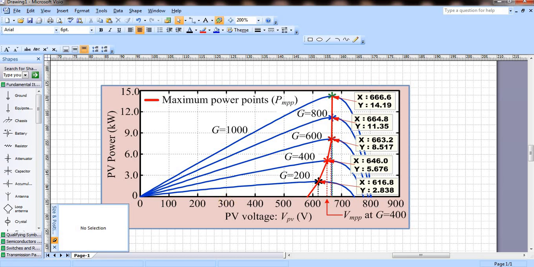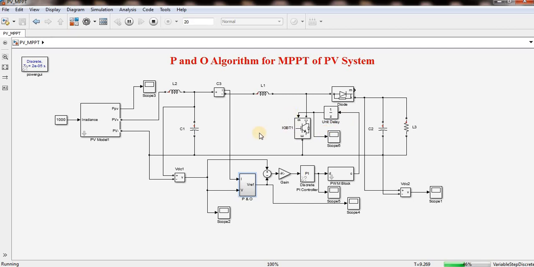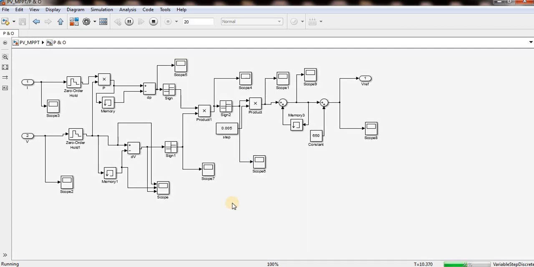Keep it in mind that dp by dv is the change in power versus the change in voltage. If it is 0, then I can say that I got the maximum power. Based on that logic only I designed this. Anyone can design based on the same procedure with their own logic and approach. See, this is the P&O algorithm.